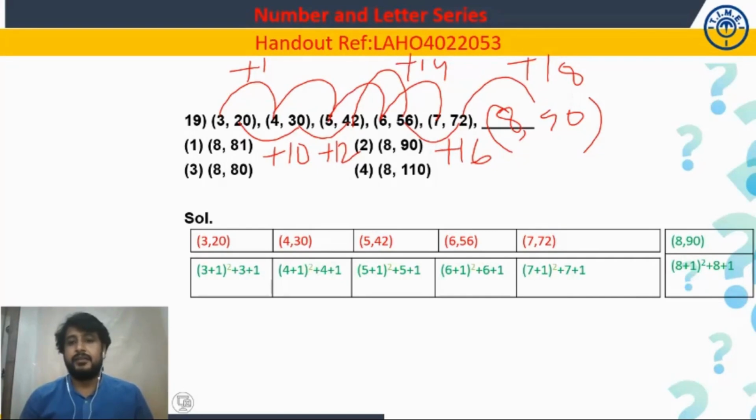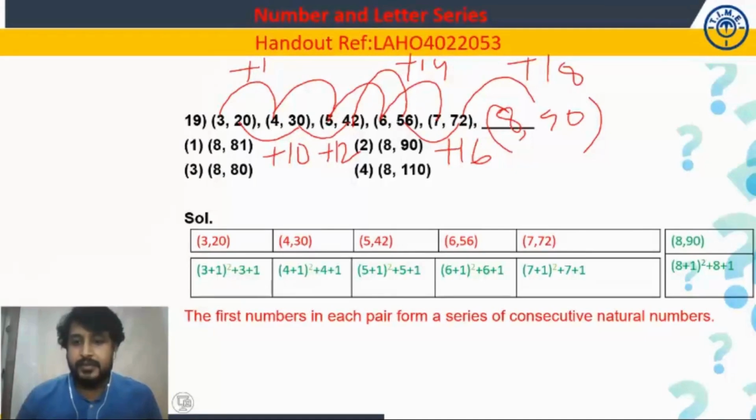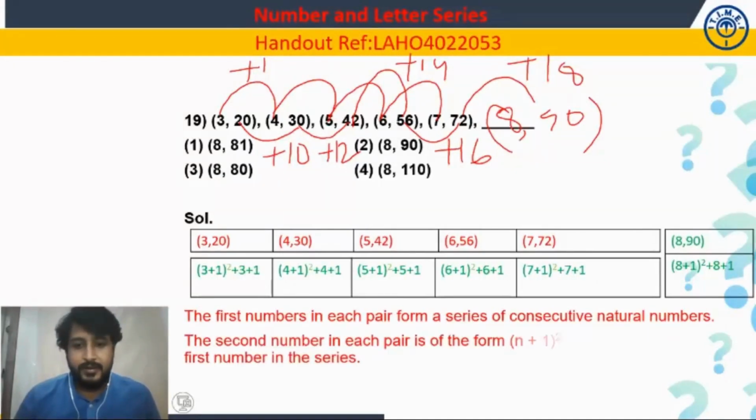Okay. In the earlier case, we went through the logic of differences. Now here we applied the logic of squares, n square plus n format. The first numbers in each pair are consecutive natural numbers. N plus 1 whole square plus n plus 1, that we discussed.